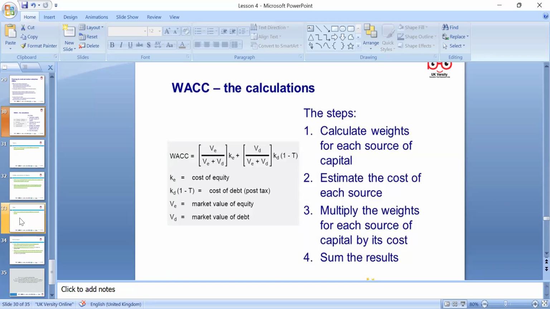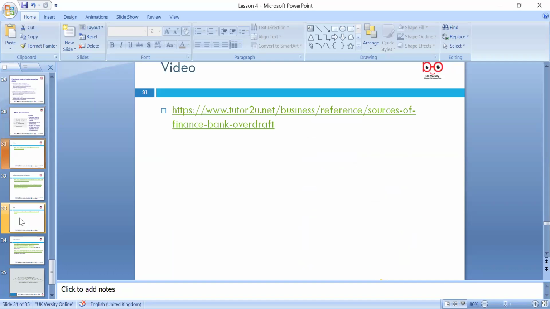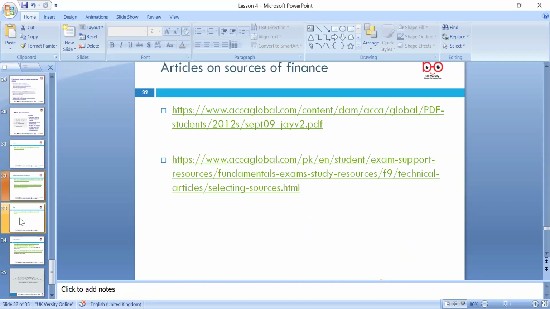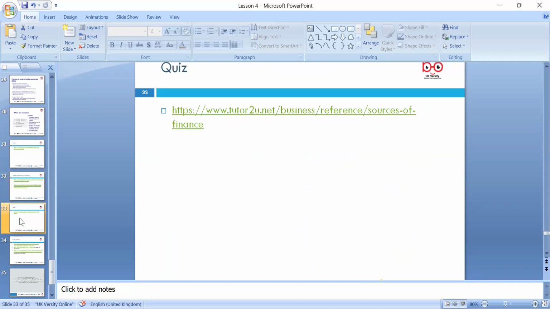So we can use the formula from the financial perspective, and that's why I included the quiz, to look around the different sources of finance, please. That's quite good. I included the videos and the articles on the sources of finance as well, and the quizzes. Okay, that's quite good to look around.